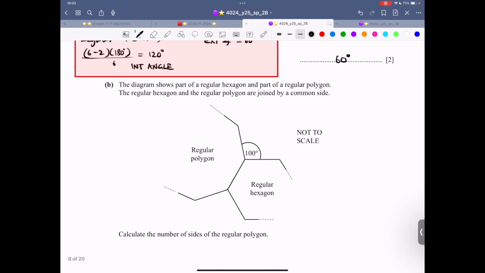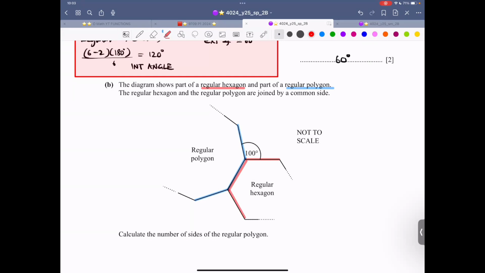The diagram shows part of a regular hexagon and part of a regular polygon. So we don't know how many sides this polygon has. So this is the polygon like this. All the sides are equal. Regular means all sides are equal. And over here, this is a regular hexagon like this.